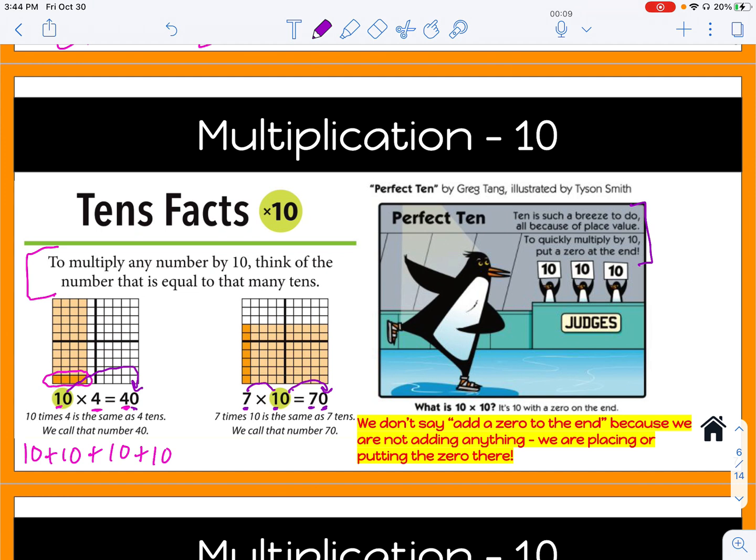Now, I put a little note in here that says we don't ever say we're going to add a 0. I've heard that many times before: oh, we're just going to multiply and then we're going to add a 0. But we're not really adding a 0, because that wouldn't make any sense, since we really have to remember that we are doing multiplication. So make sure you're using the word put or place, because the word place is really what that 0 is holding: its place.